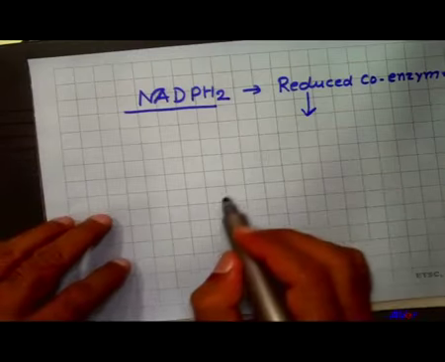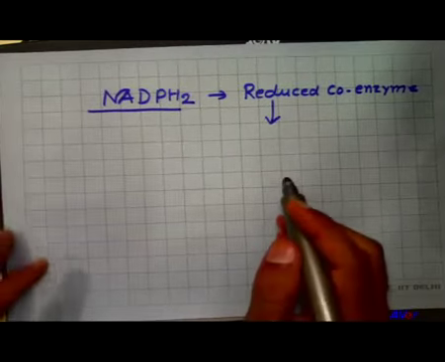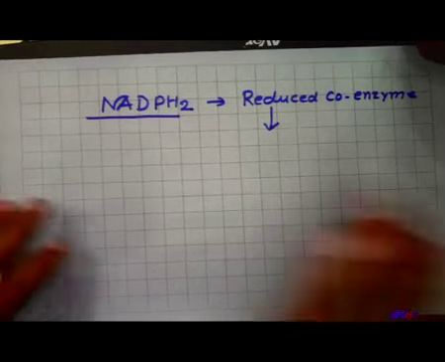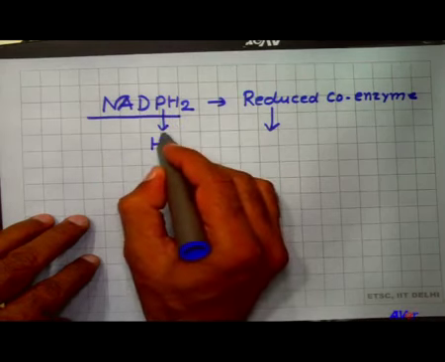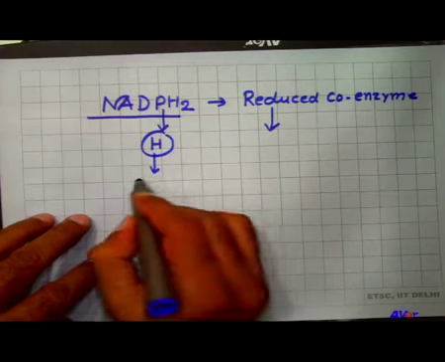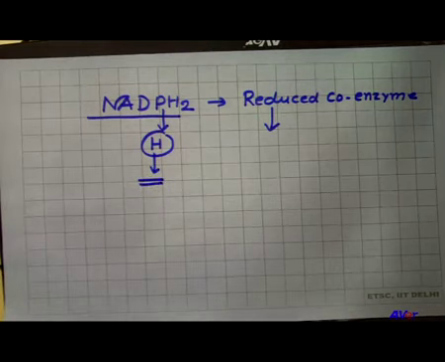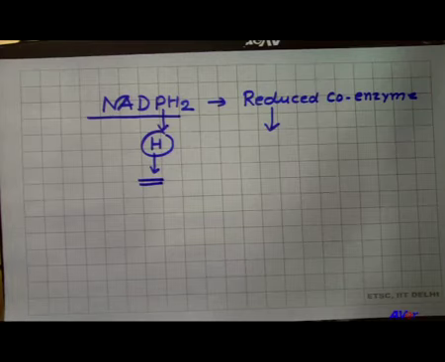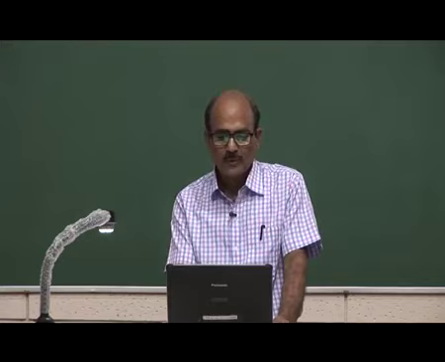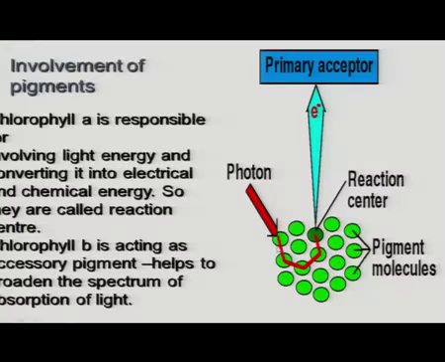When the reaction requires hydrogen, this NADPH2 releases hydrogen and the reaction starts. Here the chlorophyll is responsible for absorbing the light energy and converting it into electrical and chemical energy, so they call it the reaction center. Chlorophyll b acts as an accessory pigment, helping to broaden the absorption spectrum of light. Besides chlorophyll, there are other pigments, carotene, xanthophyll and other small molecules, which receive a particular wavelength of light and finally give it to the reaction center to start the reaction.